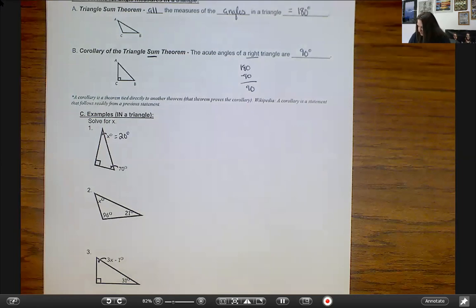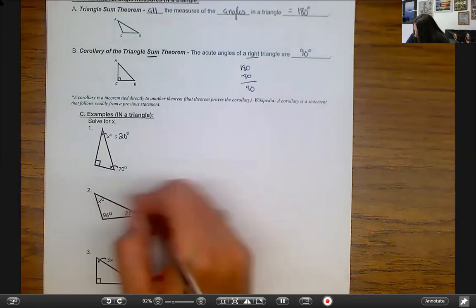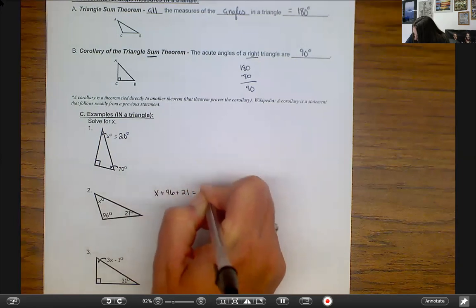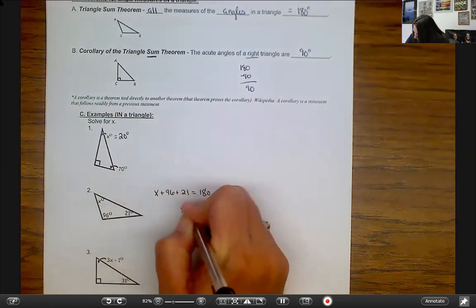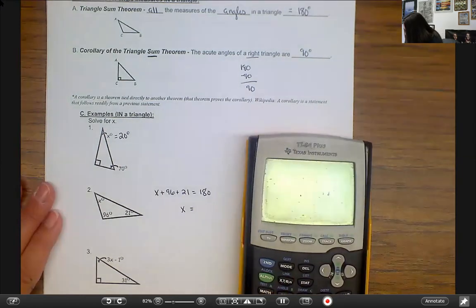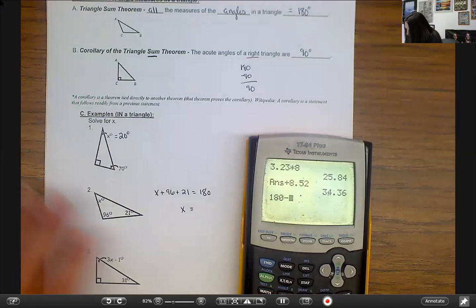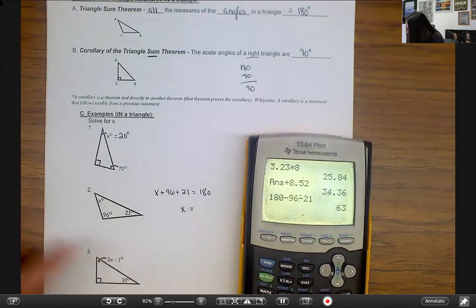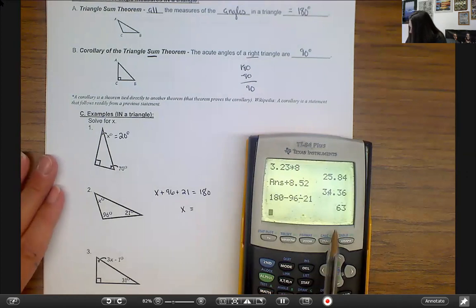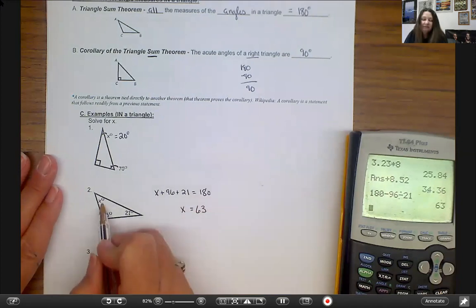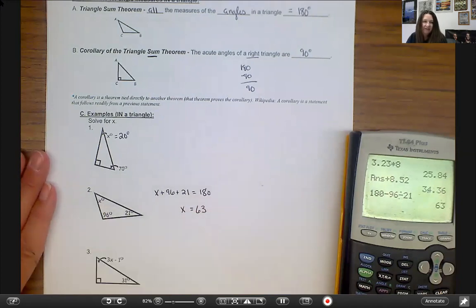When we go to number 2, if I were to put that as an equation, I could add these 3 together to equal 180, and then just start with 180 and subtract these 2 values to see what I have remaining, and that will leave 63 degrees remaining for, say, the 3rd angle of that triangle.